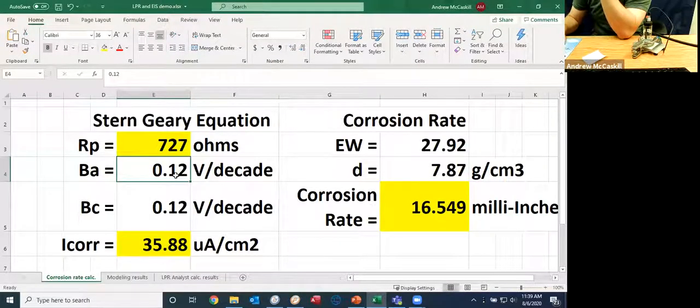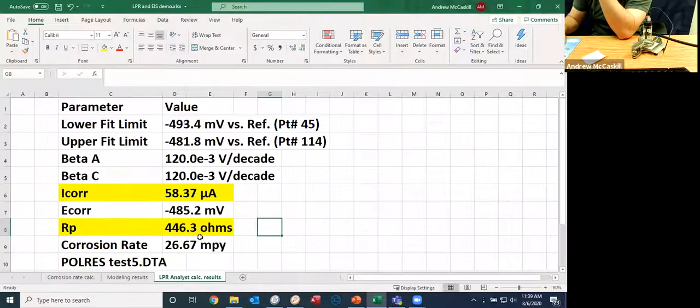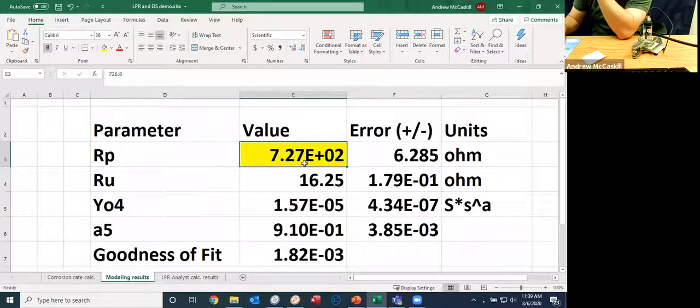From the EIS experiment, we got about 727 ohms that we modeled there. It gives us an I-corr of about 36, coming to a corrosion rate of about 16.5 milli-inches per year. Those are the units there. I see it cut off a bit, but it's milli-inches per year. That is compared to what we got here of 26 or 27 milli-inches per year. But it all goes back to this RP value that we found from the data. From the LPR, we got essentially 450 ohms. Running the EIS experiment, we got about 727 ohms.